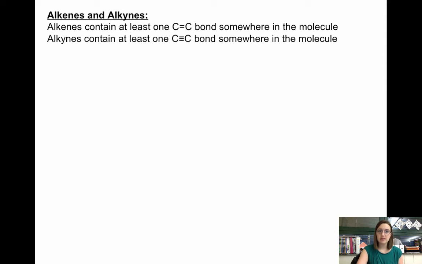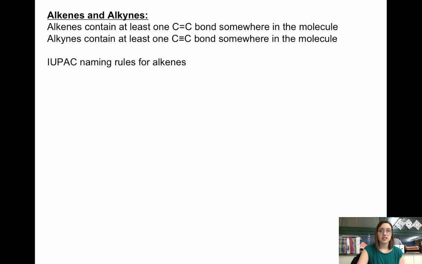In this video, we're going to look at how to name alkenes and alkynes. So with alkenes, notice the difference between alkene and alkane. We've named alkanes already, which is all single bonds. Alkenes contain at least one double bond somewhere in the molecule. Alkynes contain at least one triple bond somewhere in the molecule.